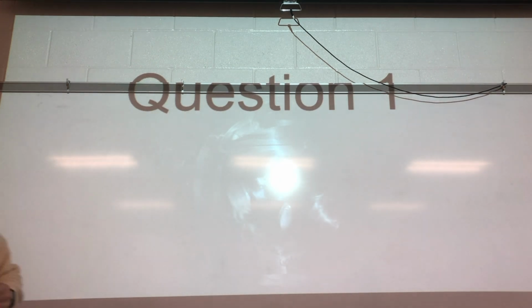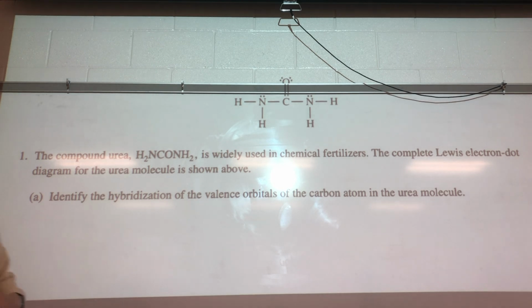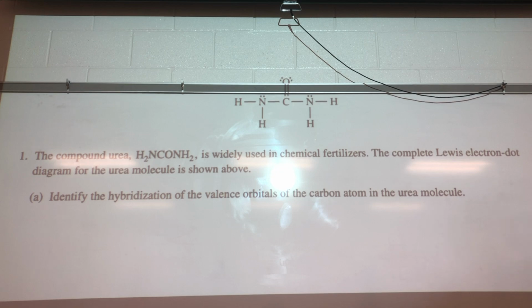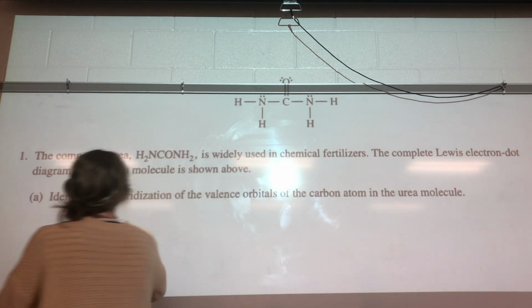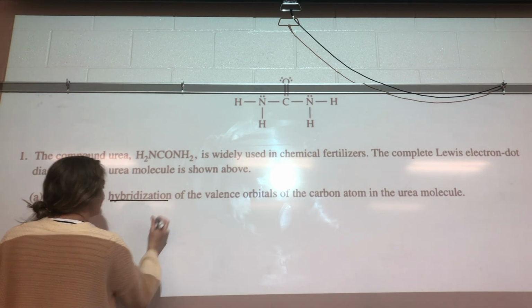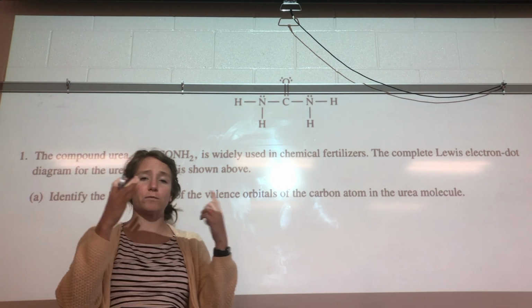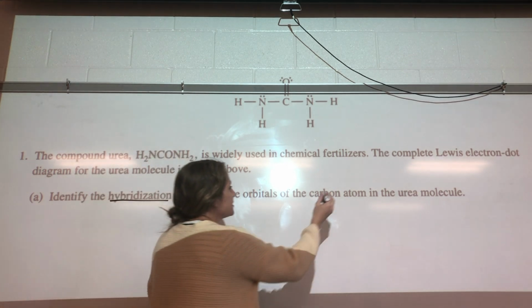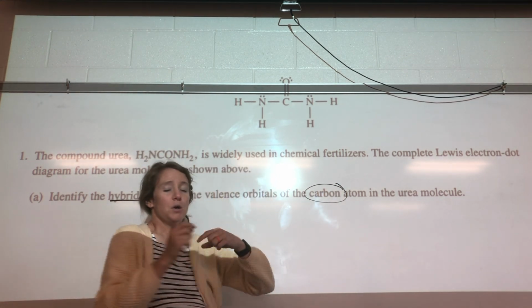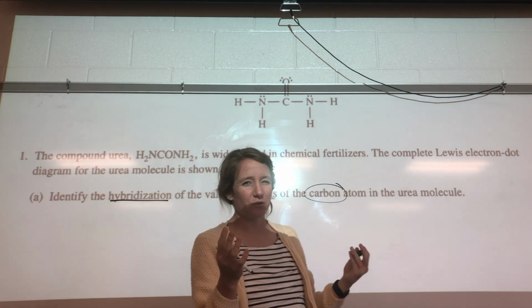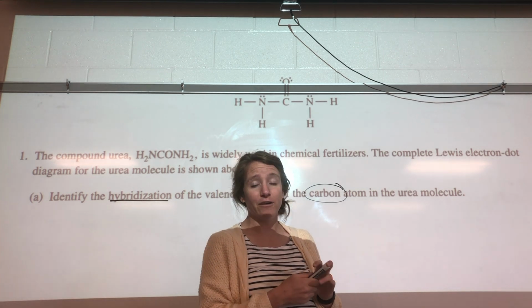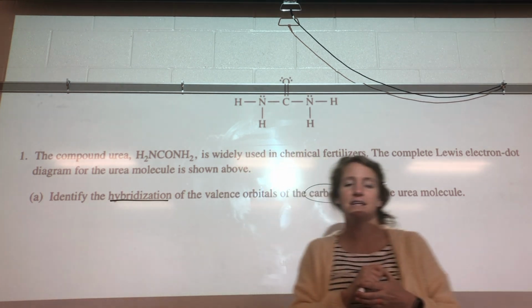Question number 1, A, gives us this structure for the compound urea, and it says to identify the hybridization. I know that was one thing a lot of you said you needed to review. So let's do an overview of how you identify hybridization. We're trying to identify the hybridization of carbon. In general, you're not really going to have to explain it, you're just going to have to identify what it is.